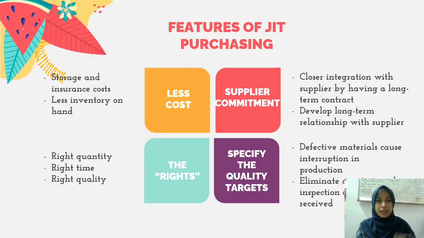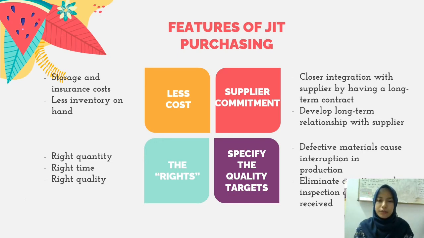4 features of JIT purchasing. First is reduce cost, supplier commitment, specify the quality targets, and the rights. How does JIT help to reduce the cost? So generally, JIT helps to reduce the cost by having a low physical inventory in the warehouse. So costs such as storage and insurance costs can be eliminated.